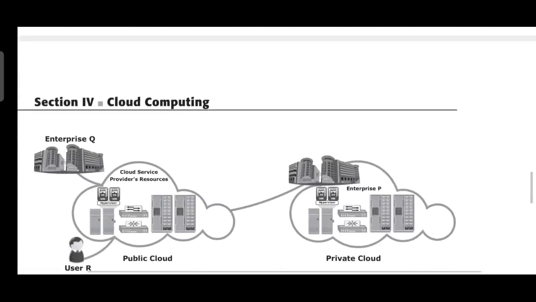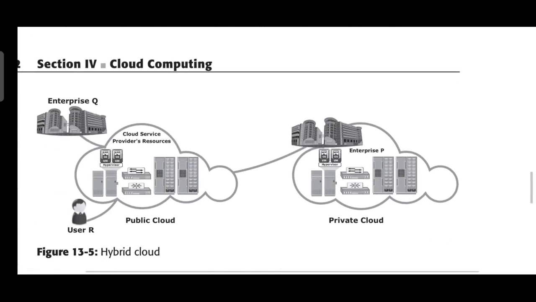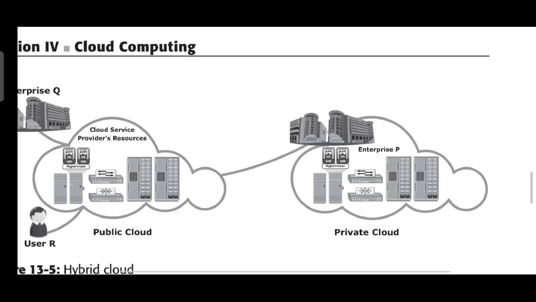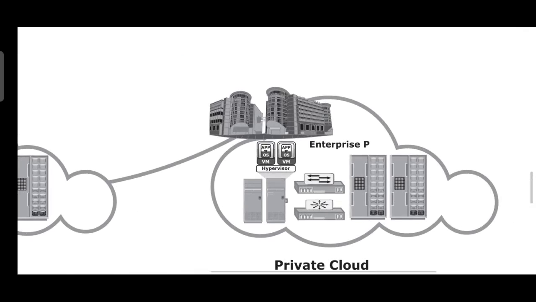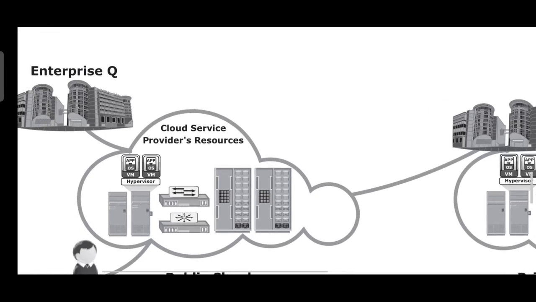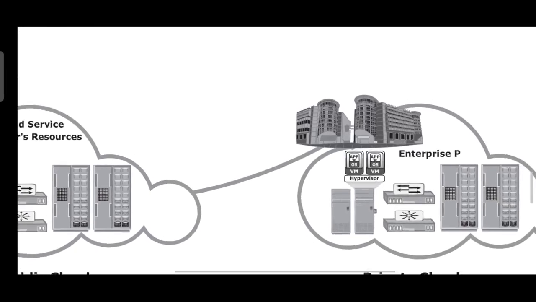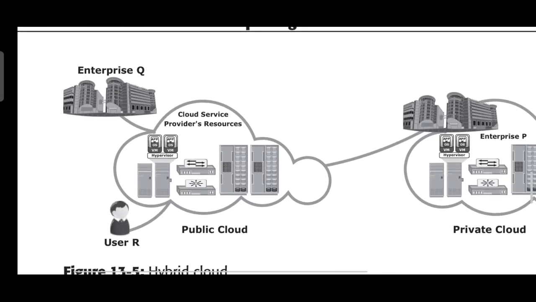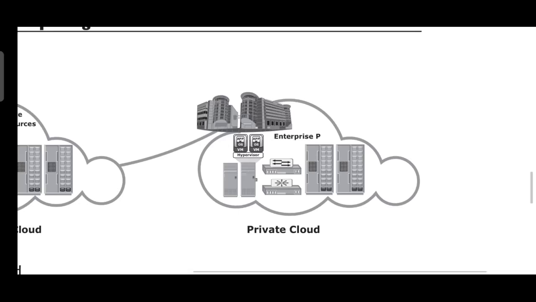Here is the diagram for hybrid cloud. There is a public cloud in association with a private cloud. Enterprise P is maintaining its own resources under a cloud. So all the members of enterprise P can have access to the resources in that particular cloud as well as the public cloud resources. Enterprise Q can have access only to the public cloud, but it cannot access the private cloud associated with enterprise P. Similarly, user R, an end user, can access the public cloud but not the private cloud. So it is partially accessible, but the public and private cloud are interrelated through enterprise P.